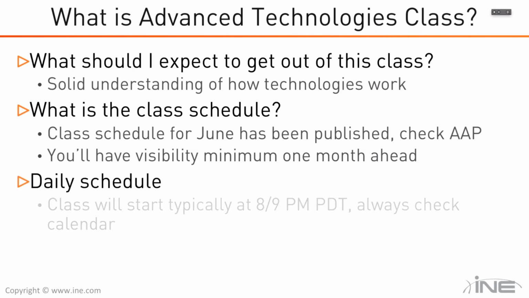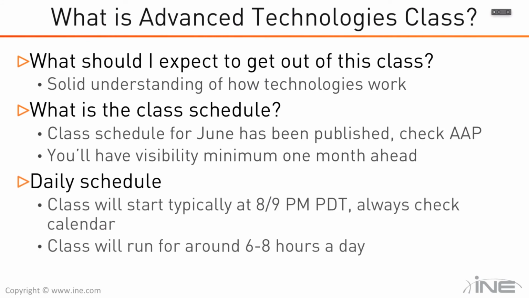And on a daily basis, class will typically start at 8-9 p.m. PDT, but always check the calendar to have the latest update on that. So it's going to be 8-9 p.m. PDT, which is going to be 6-7 a.m. GMT+2 Romania, Bucharest, which is my time. We're going to run typically for around 6-8 hours a day, depending, of course, on how class runs, how many things we get into, how many questions we have on a daily basis.